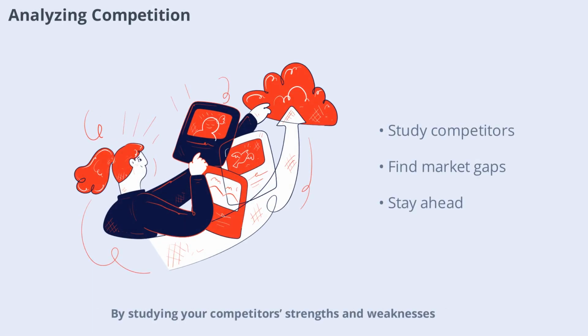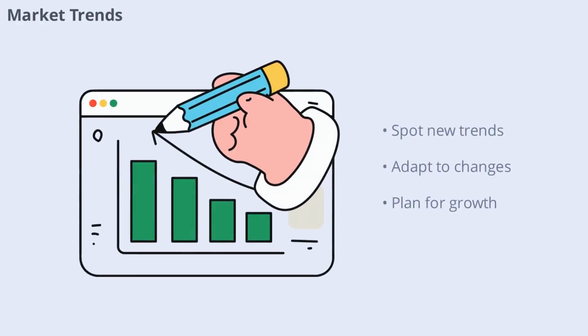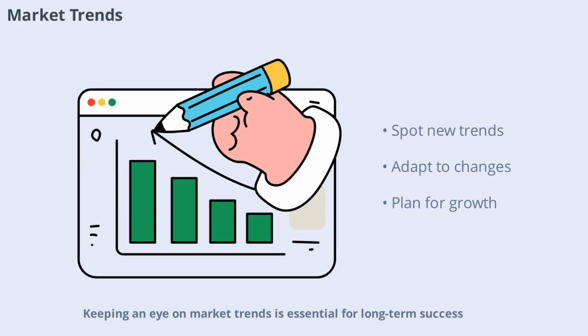By studying your competitors' strengths and weaknesses, you can identify market gaps and find ways to differentiate your business. This knowledge helps you stay ahead and adapt to changing market conditions. Keeping an eye on market trends is essential for long-term success. Trends reveal shifts in customer preferences, emerging technologies, and new opportunities. By staying informed, you can adapt quickly and position your business for future growth.